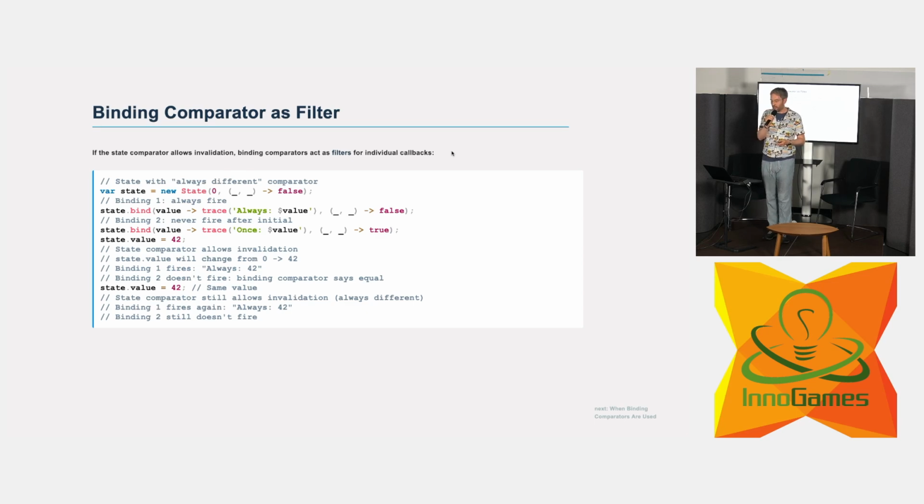So here in this example, it's a bit more, but you get the idea. You use a comparator which always says false in the state, so it will always pass down to the bindings, no matter what we put in the value. And then we have one binding which also gets this always false operator, so this will always fire no matter what we set. And the second binding will get the comparator which always returns true, and it will only fire once when we set the initial value. So then we set two values, and then it will do what we expect from it, hopefully.